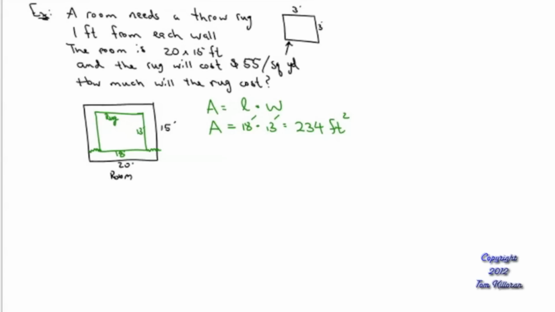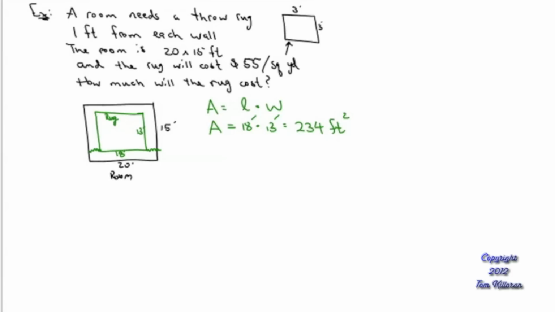I have a question. Go for it. Okay, you're saying 18 right here and everything. Why would it be 18? Well, you started off with 20, and the rug is 1 foot from the right wall and 1 foot from the left wall. So you're losing 2 feet. So 20 minus 2 is 18, and 15 minus 2 is 13.